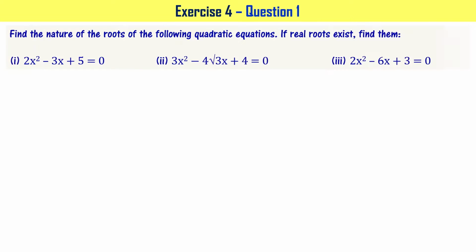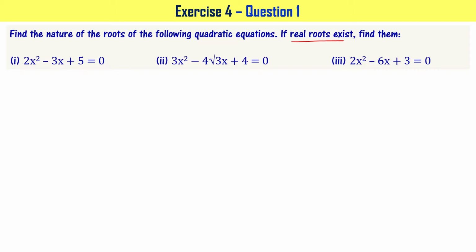Question number 1 is: find the nature of the roots of the following quadratic equations. If the real roots exist, then find them. We are given a total of 3 quadratic equations. We are asked to first find whether real roots exist or not. If the real roots exist, then we are asked to find them, right?